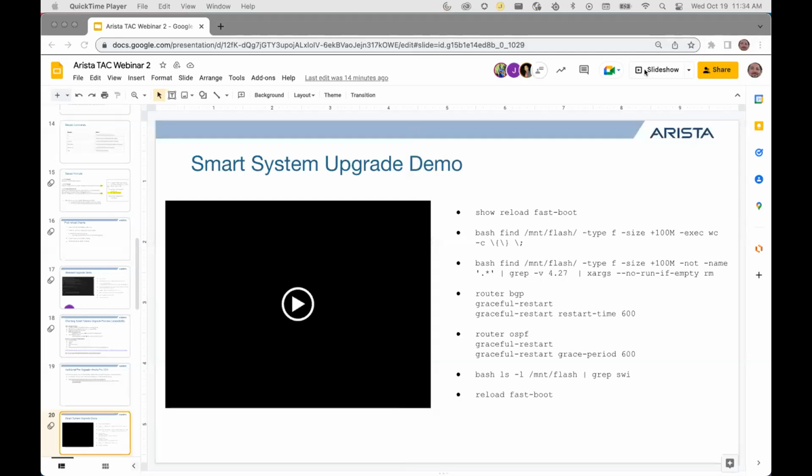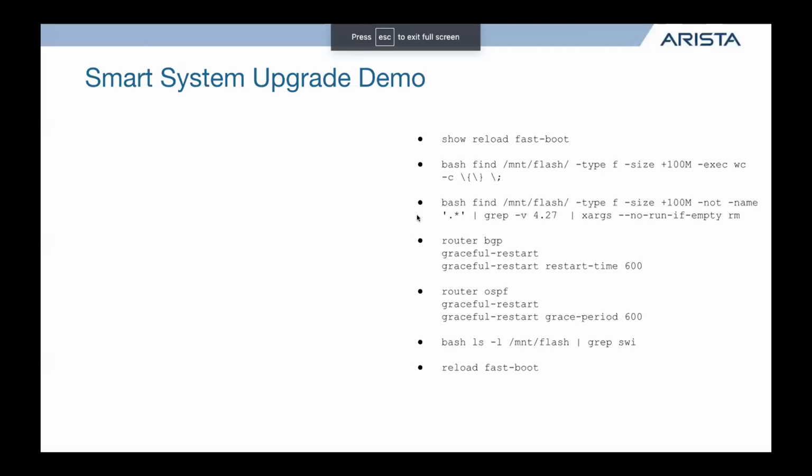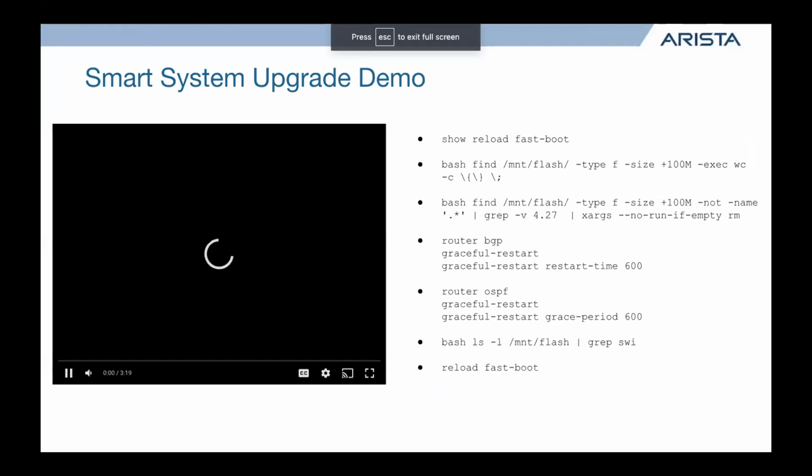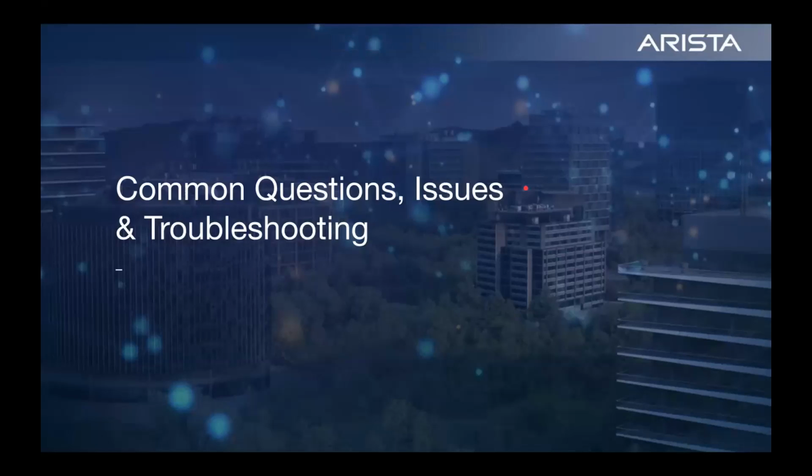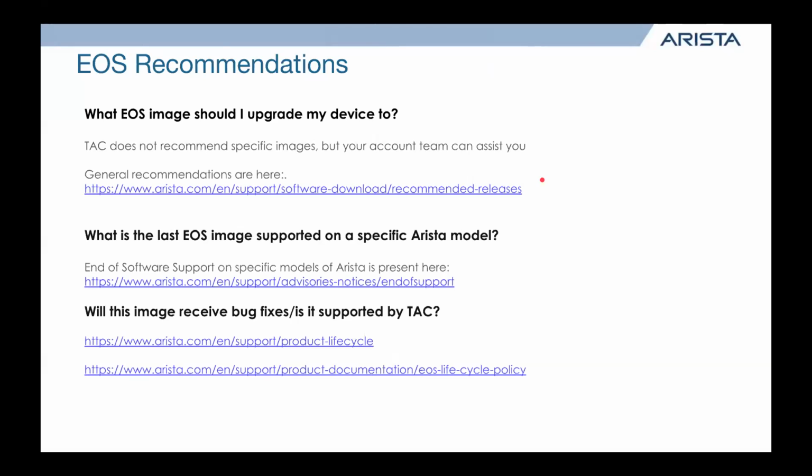So with that demo out of the way, let's talk about some of the common questions we get with, well, basically everything I just talked about. The most common question we get is about EOS recommendations. You know, hey, what EOS should I upgrade to? Which one should I be running? TAC itself, we don't recommend specific images because that requires a knowledge of your environment that we don't have.